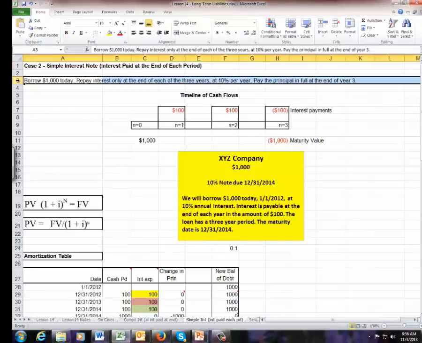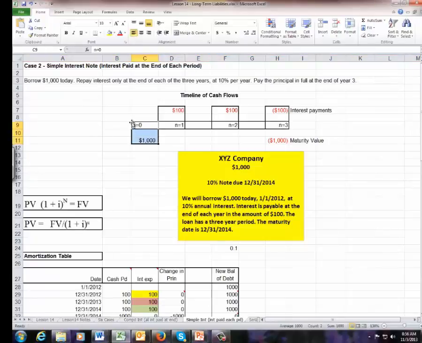Case 2 is that in this case, we borrow $1,000 at n equals 0, but at the end of the first period, we have to pay back interest on the amount borrowed. And the interest rate here is 10% times the amount borrowed, so we're going to pay interest at the end of each period rather than waiting until the end of the third period. So at the end of the second period, the company pays 100 of interest. At the end of the third period, it pays its interest, and it pays the maturity value of the note.